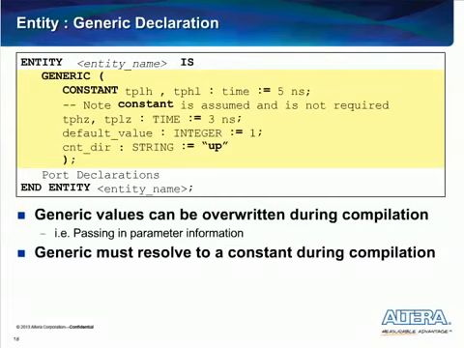As you can see in the example, the generic declaration is itself considered a statement and ends with a semicolon. Within the parentheses, the generics are listed with semicolons separating each one. Since the semicolon is used to separate the list, there is no semicolon after the last generic, as you can see after the word up. Also notice you can declare multiple generics in one line if they are the same type and initial value by using the comma. Thus, TPLH and TPHL are both generics of type time initialized to 5 nanoseconds, and TPHZ and TPLZ are both generics of type time initialized to 3 nanoseconds.